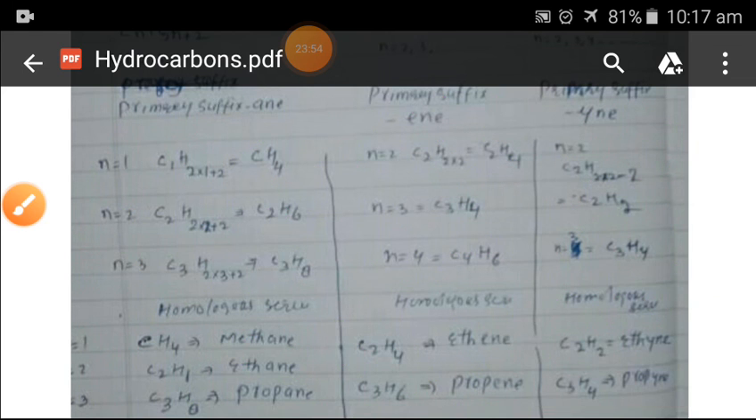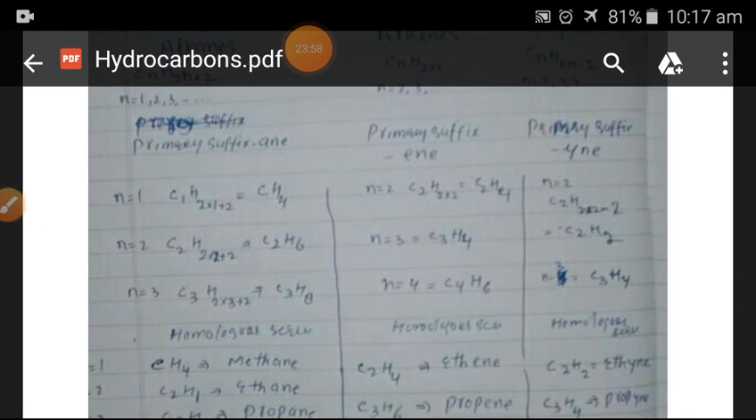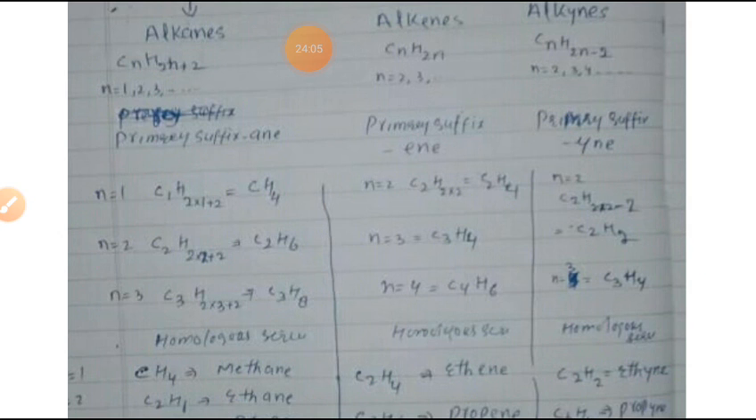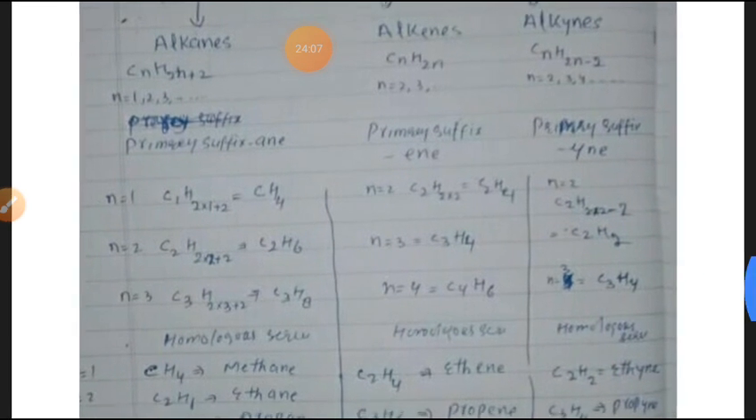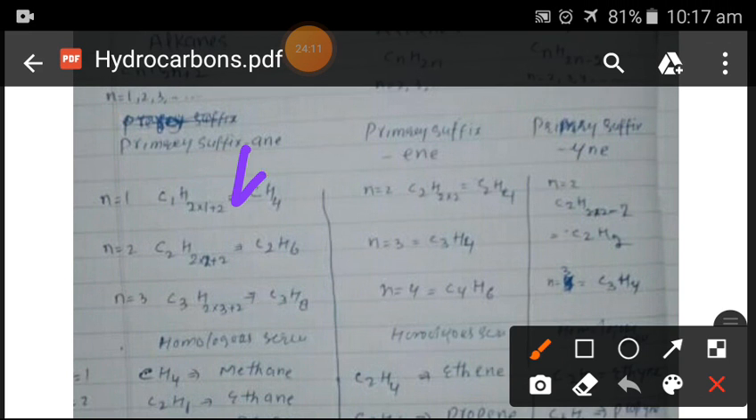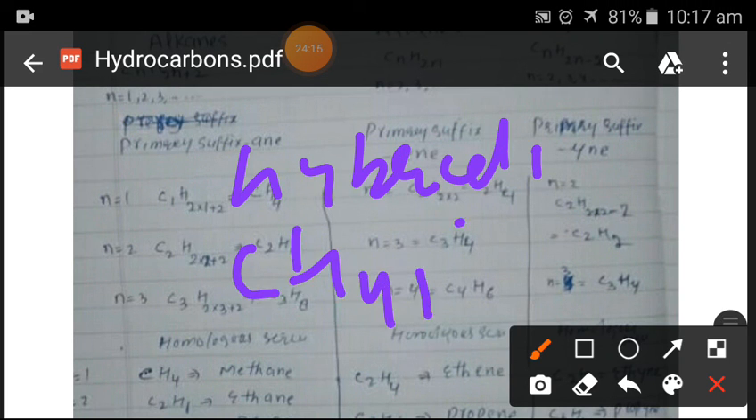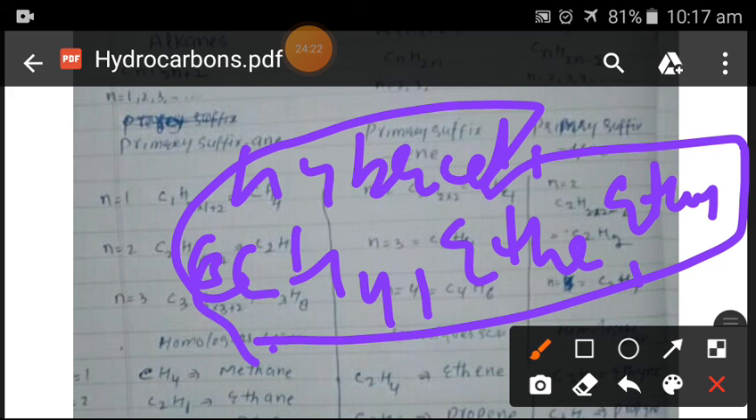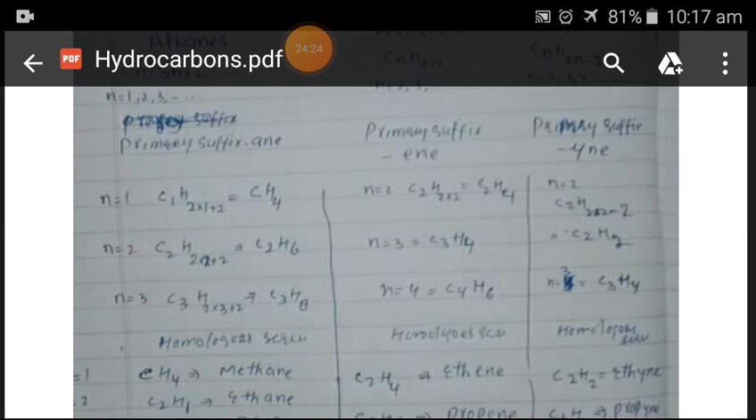So this is how the bonding occurs in alkanes, alkenes and alkynes. Tomorrow we will discuss how these molecules are actually formed. We will discuss the hybridization of methane, ethene and ethyne. Clear? We will see the orbital picture of how the molecule is actually formed. Hope you understand.